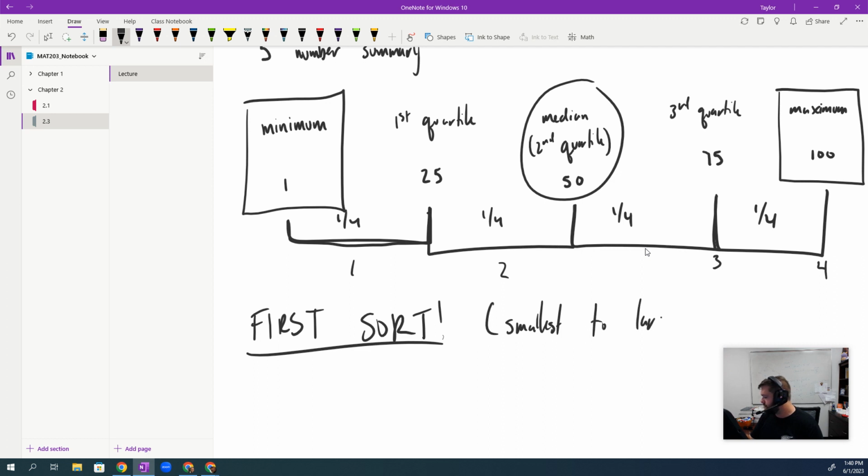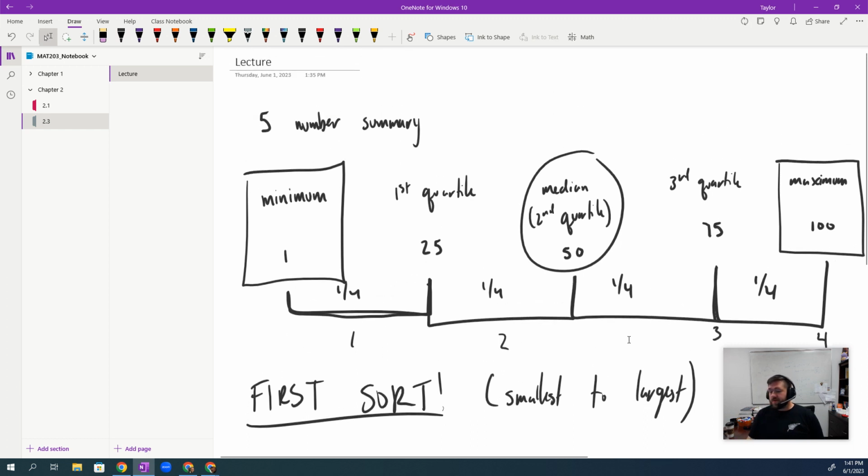Okay, so there's 5 numbers here: the minimum, first quartile, median, third quartile, and maximum. Sometimes we'll write it like this: we have min, first quartile, which we call Q1, median is Q2, third quartile is Q3, and max. So those are your 5 numbers, and it's the 5-number summary of a set of data.